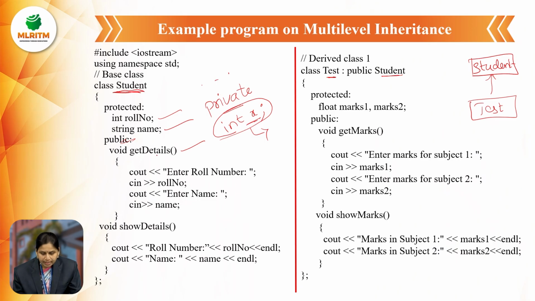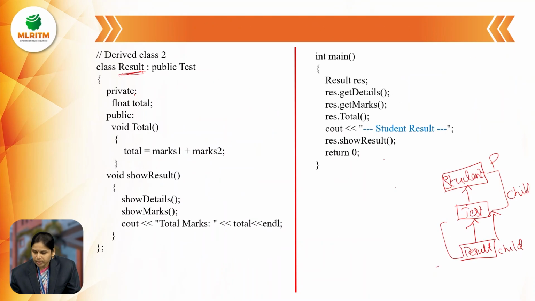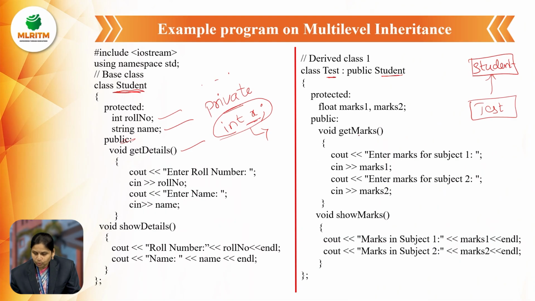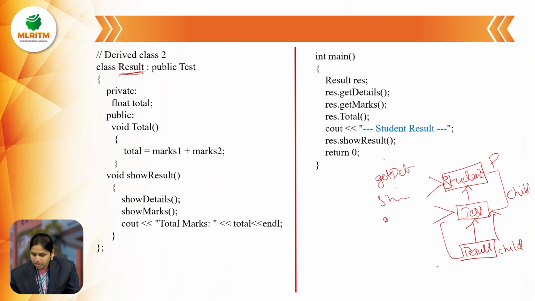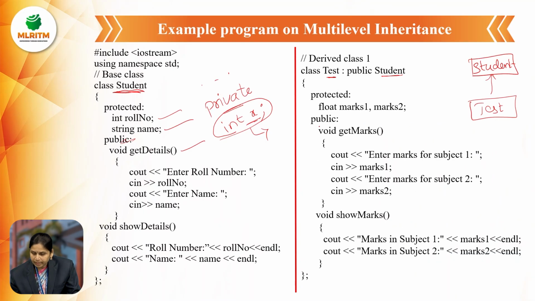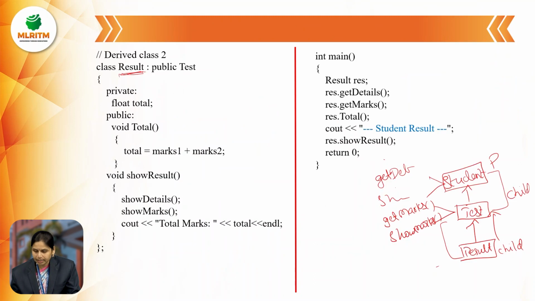Here, get details and show details are the methods of student. There are two, get details and show details. And in the test class, there are two methods, get marks and show marks. These two are also declared as public only, which means we can access them in the child classes.